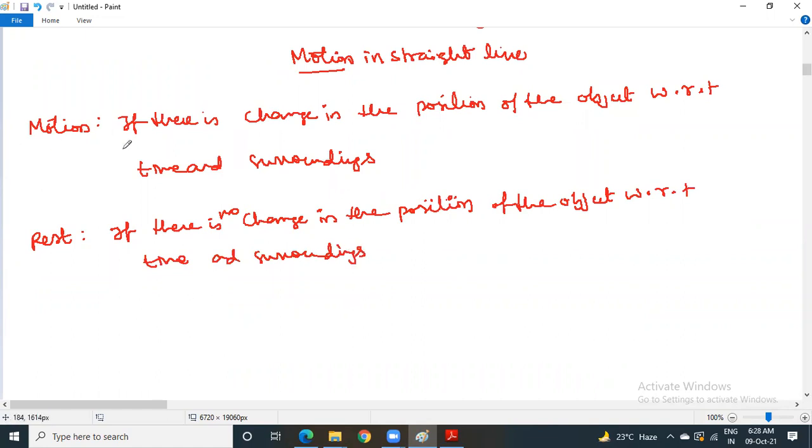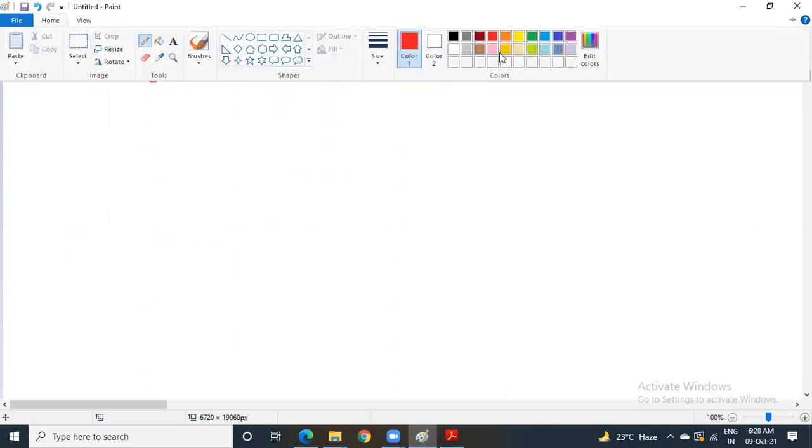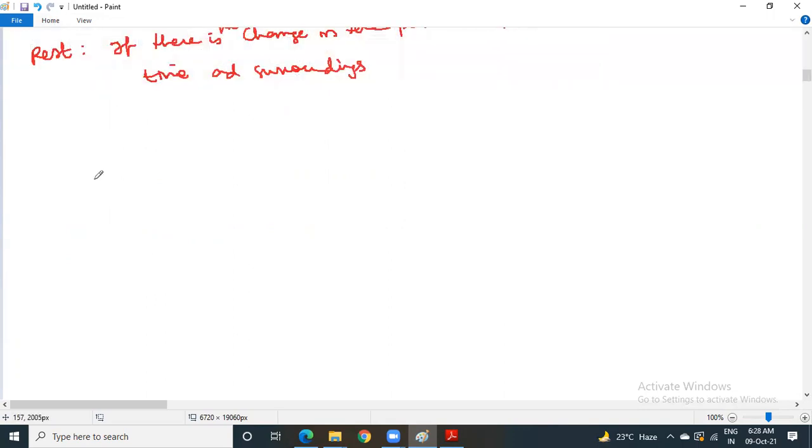So let us try to understand motion and rest with the help of a graph. The graph means if one quantity taken along x-axis is getting changed, the other quantity taken along y-axis, how it responds. This is the main meaning of the graph. Say you take time along x-axis, and along y-axis you take position.